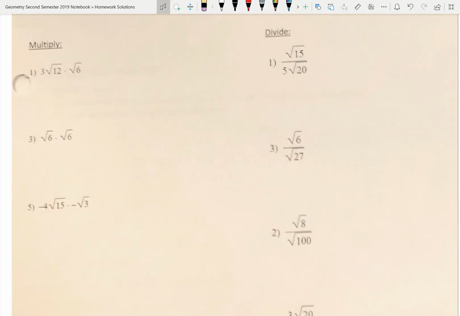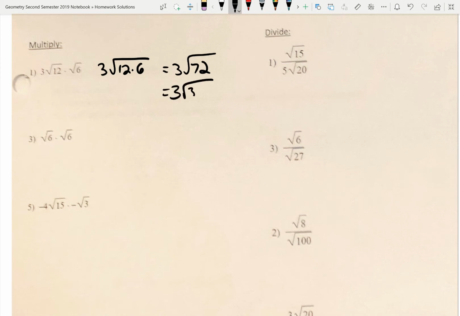Next is multiplying square roots. So with multiplying square roots, what we can do is put the square root over the whole number here. And that's equal to 3 root 12 times 6 is 72. We have to simplify this too, though. What perfect square goes into 72? 4, 9, 16, 25, 36, 49. Well, 36 does. This is the same thing as root 36 times 2, which is equal to 3 times 6 root 2, which is 18 root 2, and you're done.